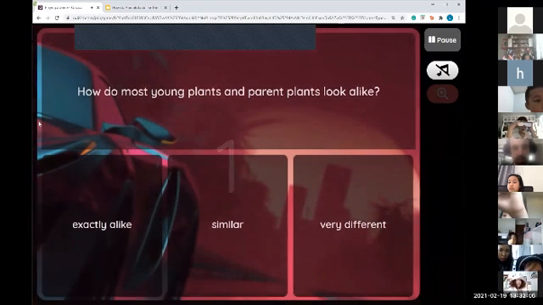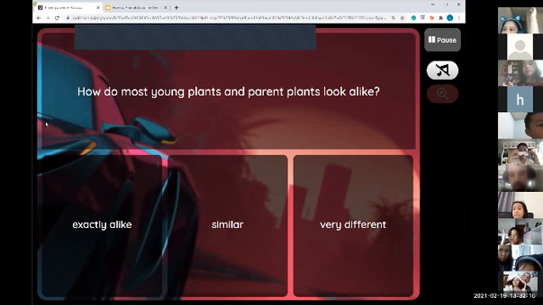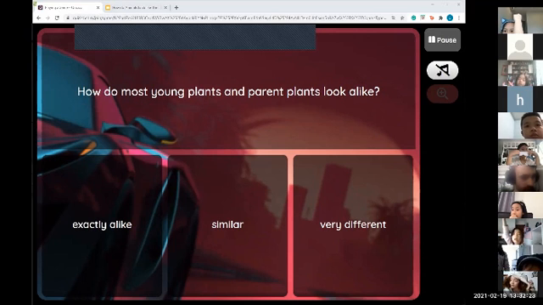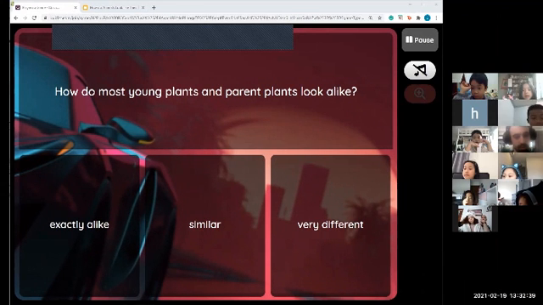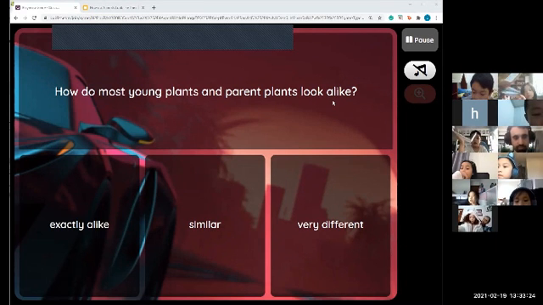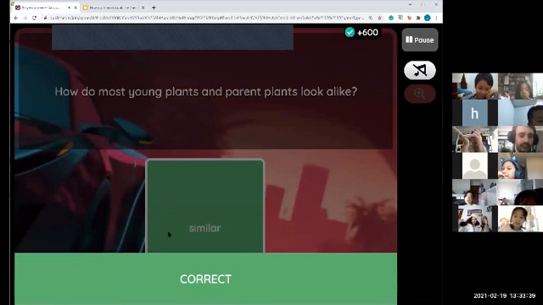Hopefully everyone can see the questions. How do most young plants and parent plants look alike? So let's see who got it. I'm going to call on someone random for this one. This one's pretty easy. Let's have Alan. Alan, do you know the answer? Which one do you want to select, Alan? Exactly alike, similar, or very different? Very different? No. Similar. Okay, let's see if you're right. Good job, Alan. It is correct.